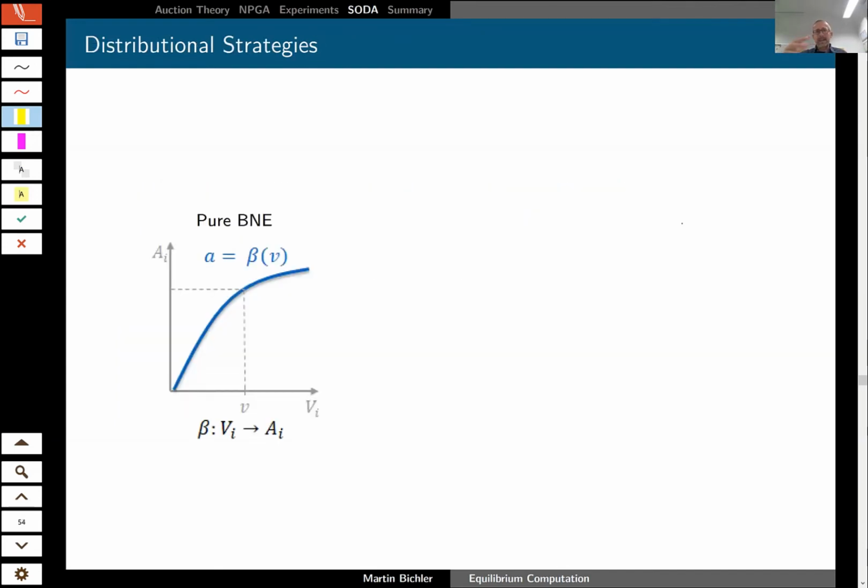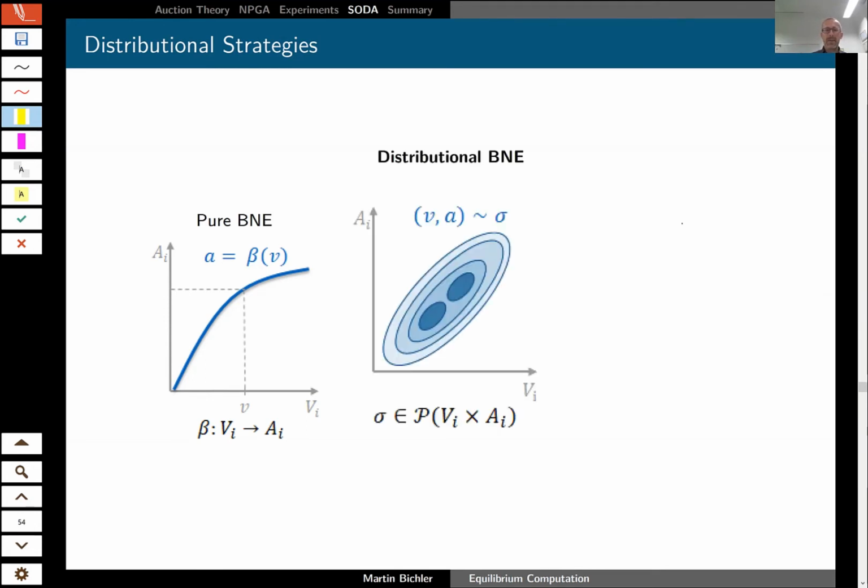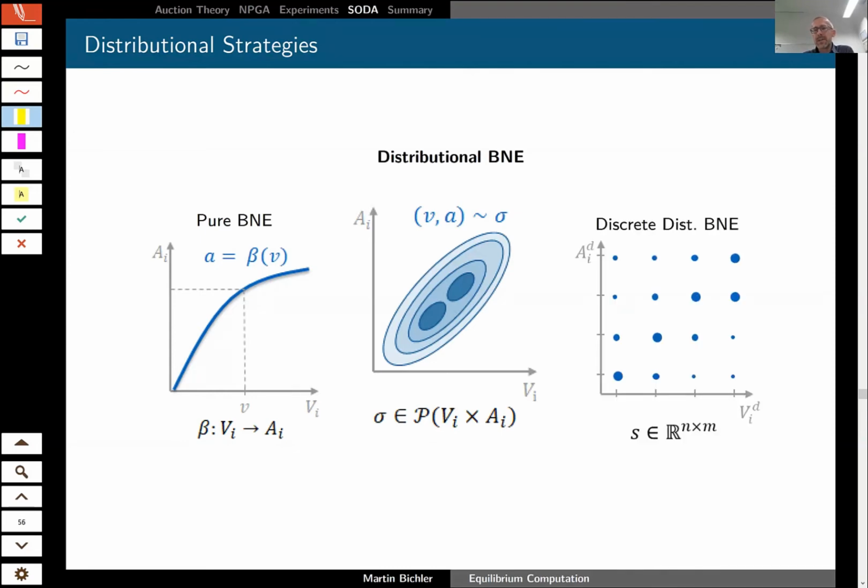So let's step back. This was kind of a brief summary. This would be a pure Bayes Nash equilibrium, right? So you have different types, and your bid function gives you a particular bid a_i here. A distributional strategy gives you a distribution over possible bids, right? And what we are working on is a discretized version of this, a discrete distribution of Bayes Nash equilibrium. So we discretize the type space here and the action space. And S here is now really this grid that gives us for each type and each bid a particular probability. This is in R^(n times m).